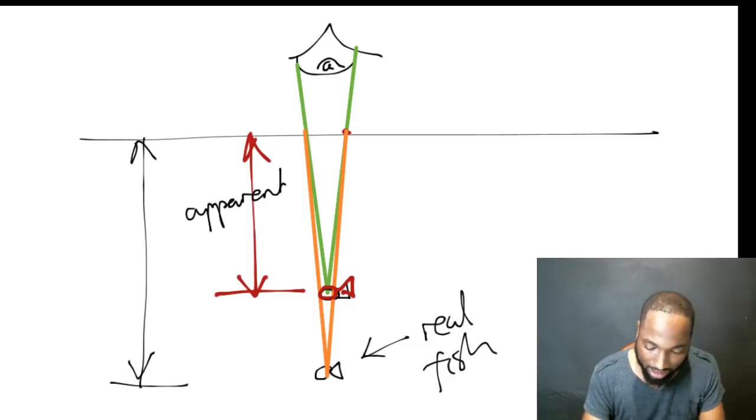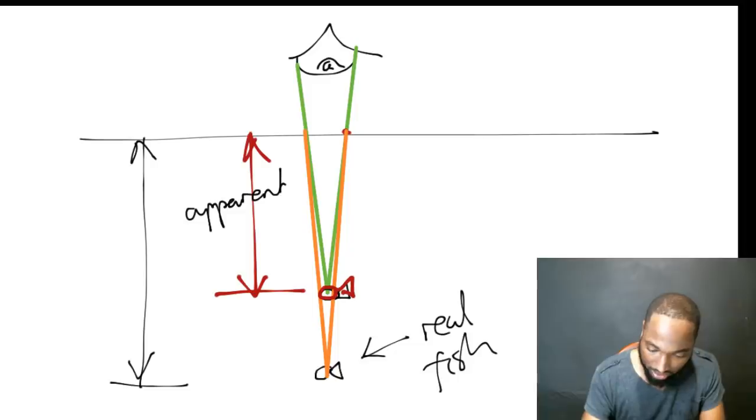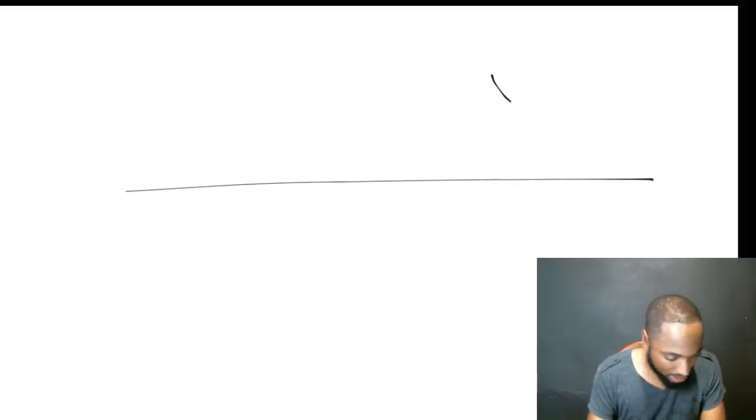You could also get this diagram not from overhead but from the side. Same thing is going to take place. Let's try to do this diagram from the side. I'm going to try to use the same colors again, black, orange, green, whatever. So you have your water level here, and your eye coming on this side here. Let me make this eye look good.